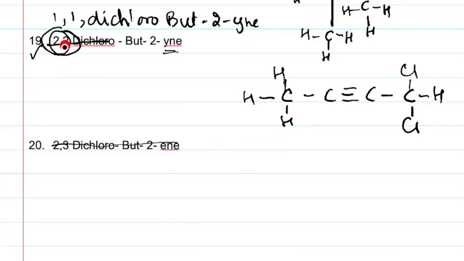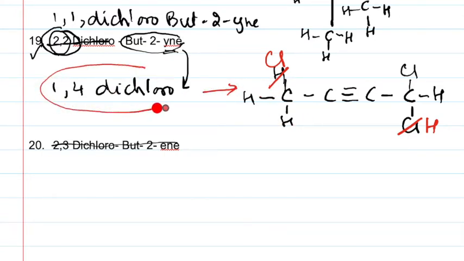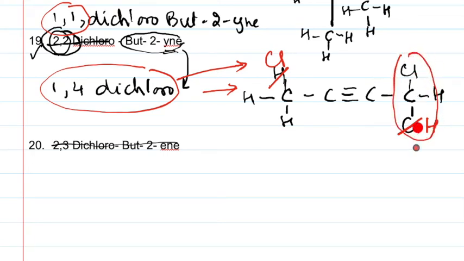Now here I could have even substituted this as 1,4 dichloro. If it is 1,4 dichloro and this but-2-yne remains as it is, then what change would we have had in our structure? For the first carbon, we will write Cl here. For the last carbon, we will write Cl here, and remaining all H's. So this would be this structure. The one I'm showing in red becomes the structure for 1,4 dichloro. But if it is 1,1 dichloro, then it will be chlorine here and chlorine here. Did you understand how this should be written?